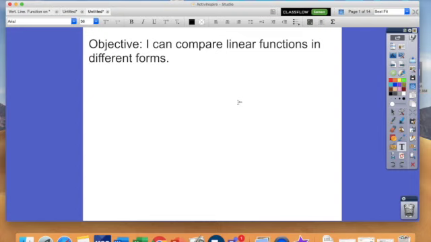I can compare linear functions in different forms. Okay, so copy that down for me. Happy Monday. Hope you all had a great weekend. All right, so here's our objective. I can compare linear functions in different forms.